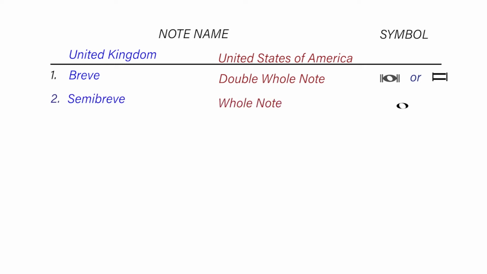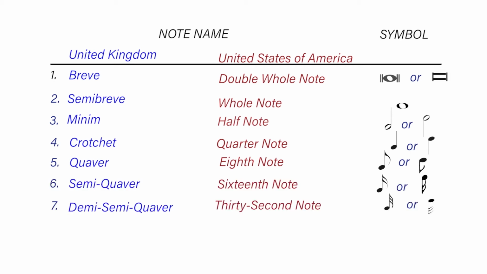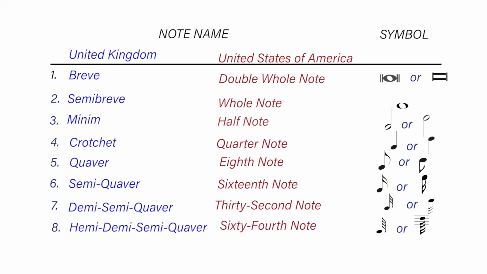We also have the whole note, otherwise known as the semi-brief. There is the minim or half note, the crotchet or quarter note, the quiver or eighth note, the semiquiver or 16th note, demi-semiquiver or 32nd note, the hemi-demi-semiquiver or 64th note. And you notice that most of them, except the semibrief, have alternate ways of writing them. The brief and hemi-demi-semiquiver are not commonly used. The brief is usually found in very old music, and the 64th note is found in modern contemporary music.